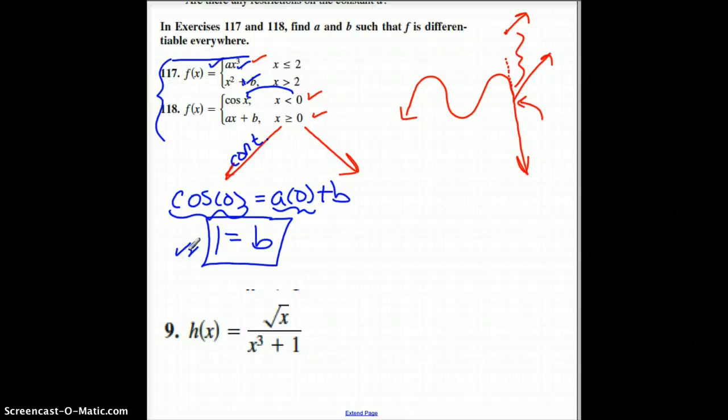The other thing I have to do now, this will prevent any gaps, is make sure that the derivative from the left is matching up with the derivative from the right, because if not, I will get a cusp. They must approach each other right there, from the left and from the right. The derivatives have to match.